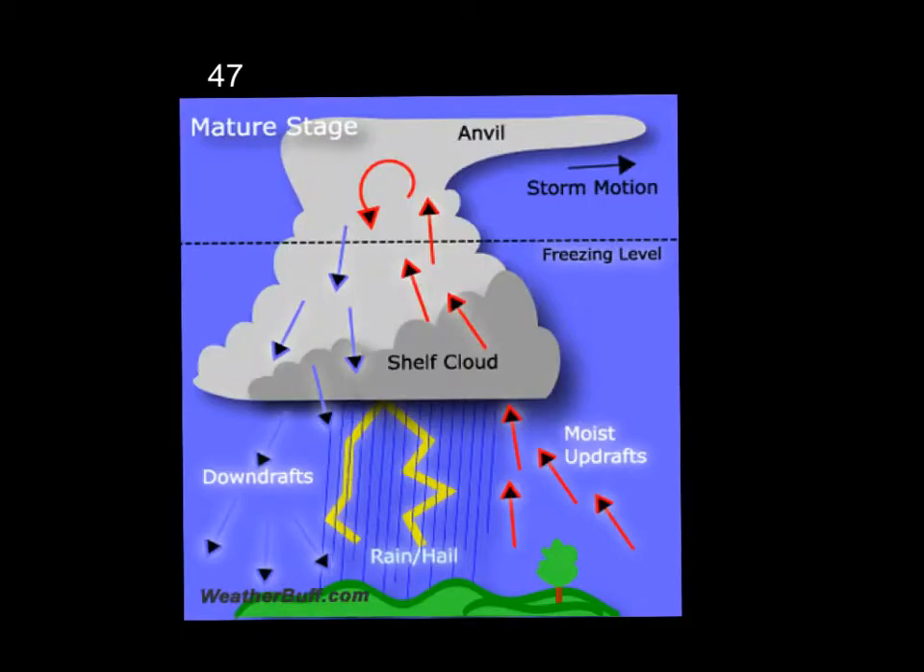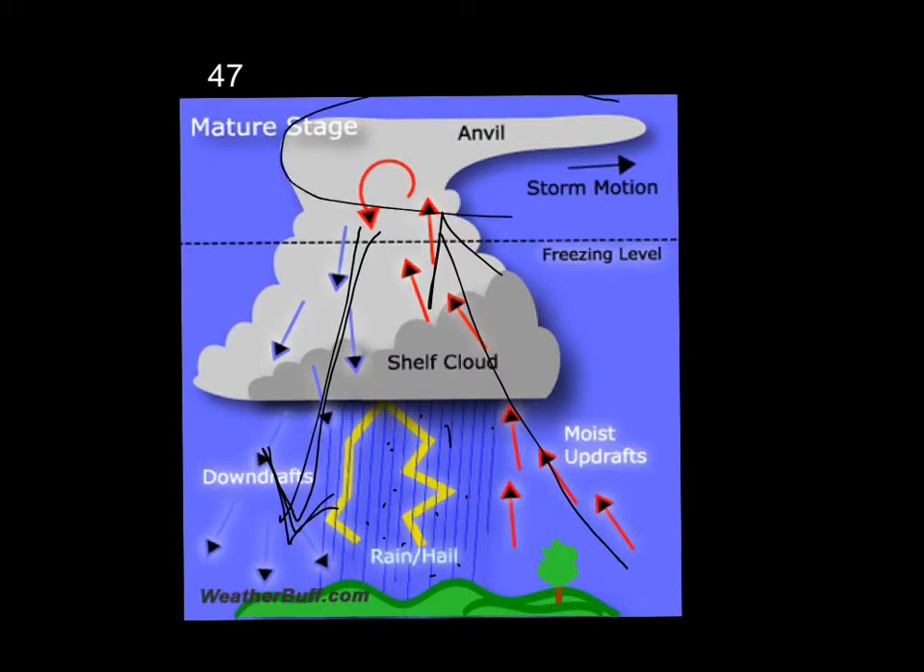This is a picture of the mature stage of a thunderstorm's development. You will notice three very important things. First, we have downdrafts. Second, we have updrafts, that is warm, moist air rising. The downdrafts, again, were cold air that is coming down through the cloud. And as a result, you have lots of significant rain and hail and lightning associated.